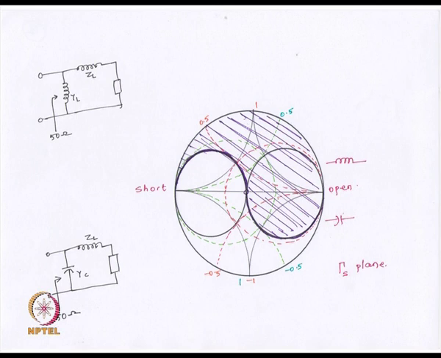Because if we have an inductor in series, then that means we have to travel along a constant resistance circle first, and then we have to come down by a constant conductance circle, which is not possible. Similarly, if we have this kind of matching network where we first have an inductor in series and a capacitor in shunt after that, then that is also not possible if we have our load anywhere in this shaded region.